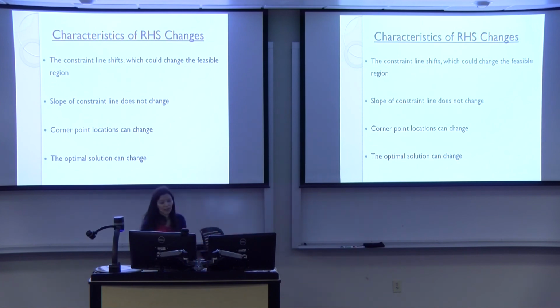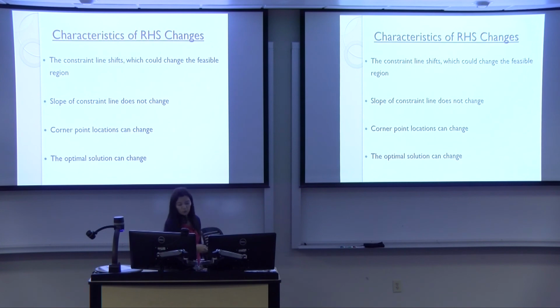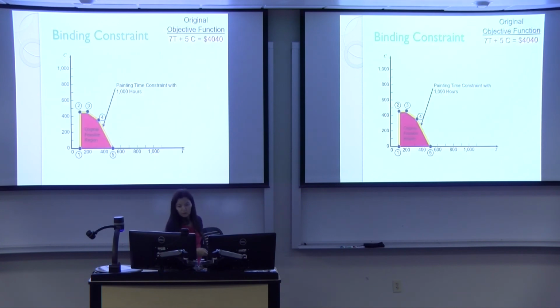The constraint line shifts, which could change the feasible region, but does the slope of the constraint line change? No, because you're only changing the right-hand side. The corner point locations could change. Here you saw that this is a corner point, but now you have this corner point, and also this one too. The optimal solution can also change. Let's look at it here.